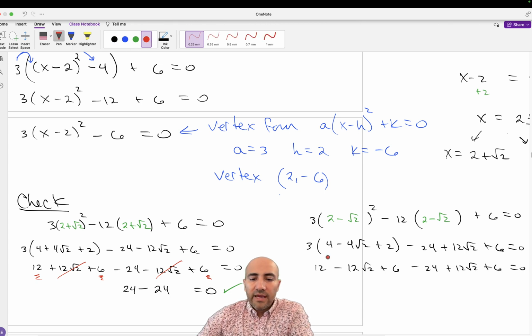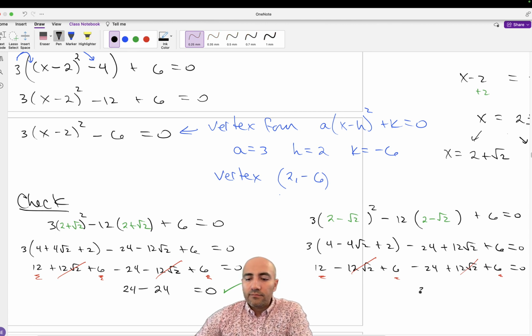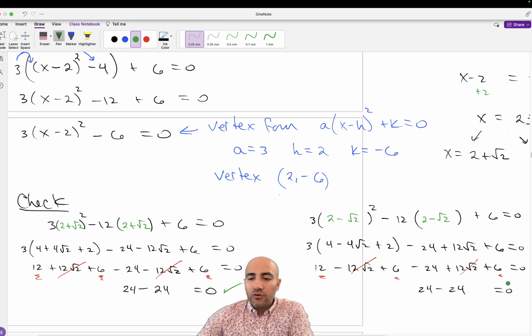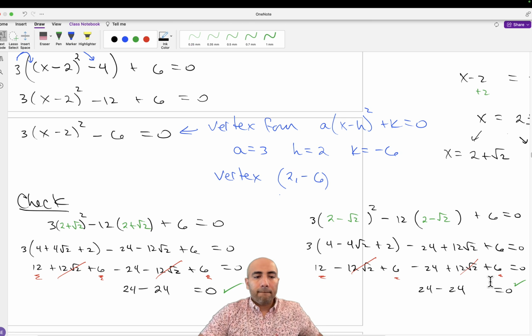And now the minus 12 root 2 and the plus 12 root 2 cancel out, leaving you a 12 plus a 6 plus a 6. That gives you 24. So that gives you 24 minus 24, which does equal 0. So again, it worked out. So both solutions do work out.